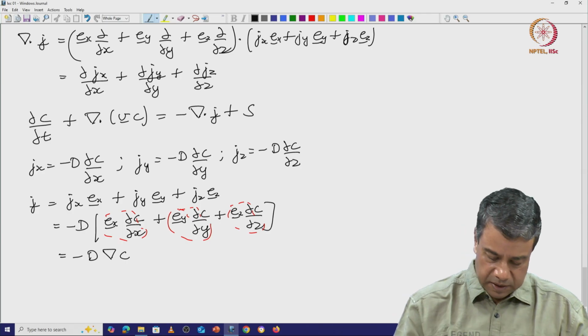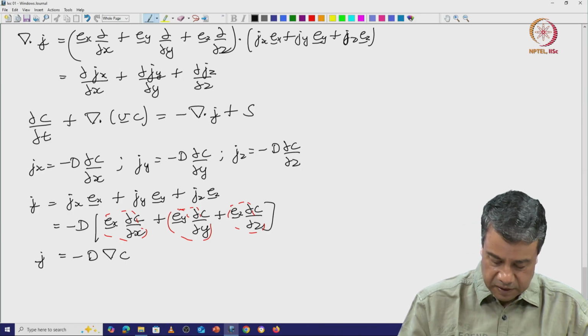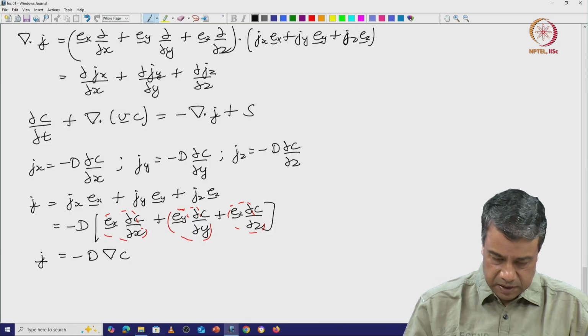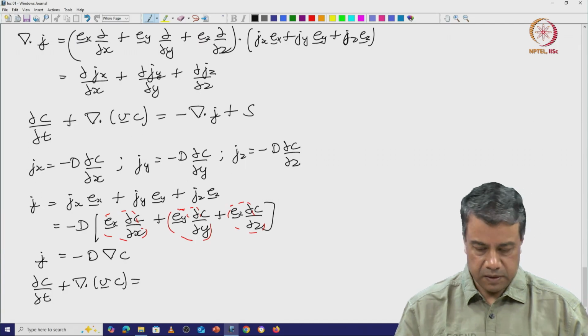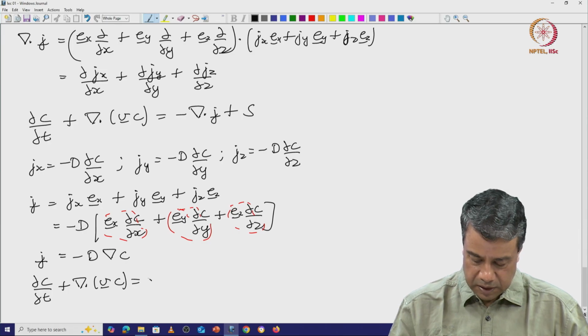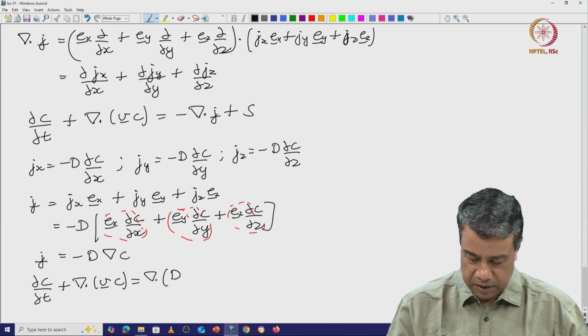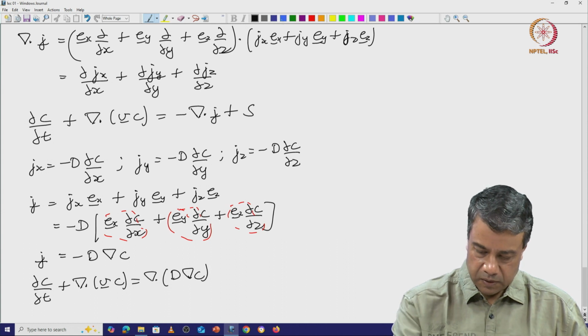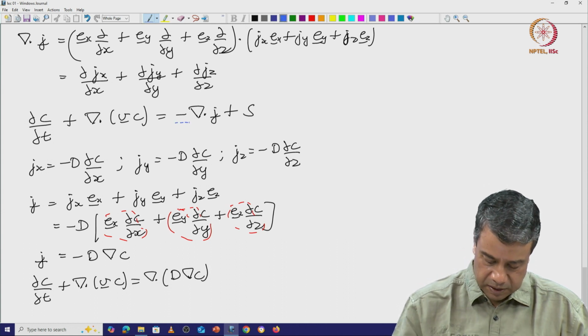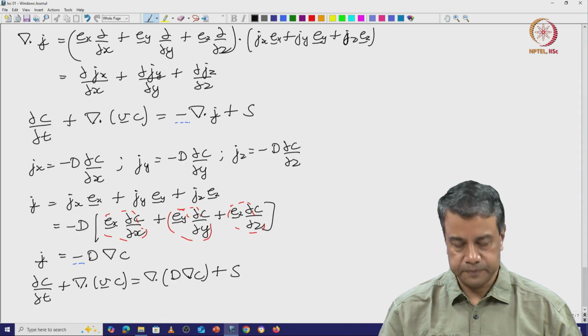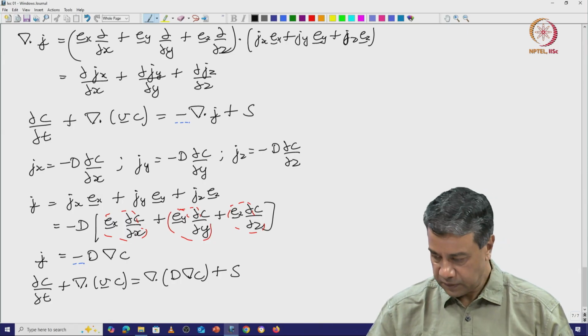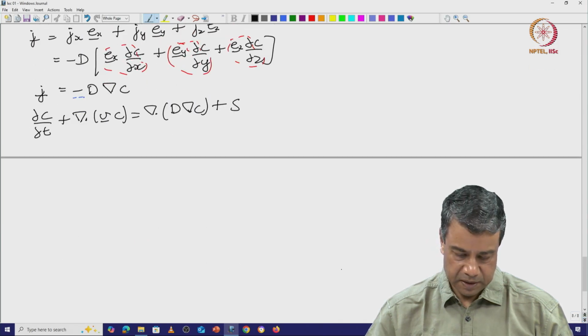So, I can substitute this expression for the flux vector into the mass conservation equation and get partial c by partial t plus del dot Vc is equal to del dot of d grad c. Note that there are two negative signs here, one here and the other one over here. So, the two multiply to give you a positive sign, plus S. So, that is the mass conservation equation expressed in vector form.